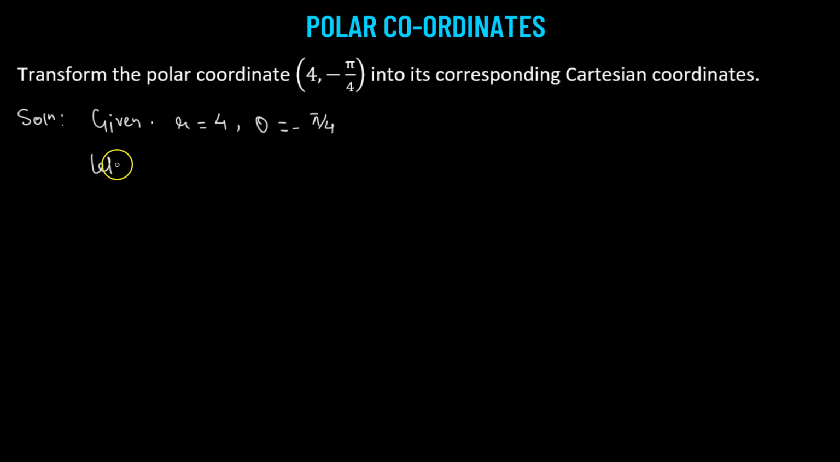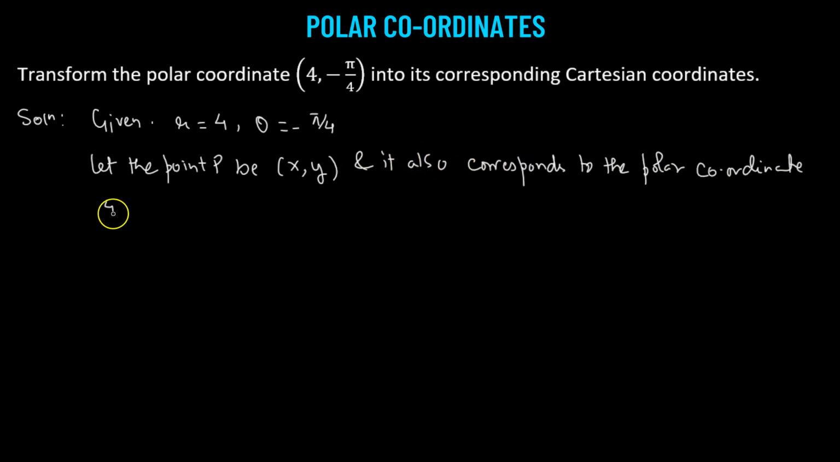We'll begin by considering the point P. Let the point P be represented by the Cartesian coordinate (x, y), and it also corresponds to the polar coordinate (4, negative pi over 4). Then we can say that the value of x is equal to r times cosine theta, and the value of y in terms of the polar coordinates will be r times sine theta. So let's replace the values.